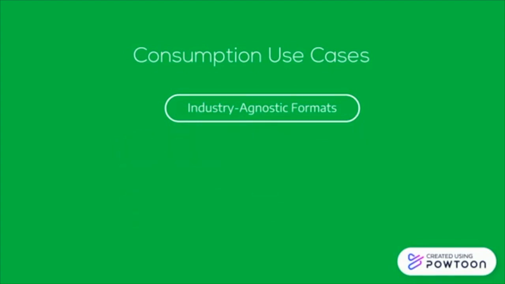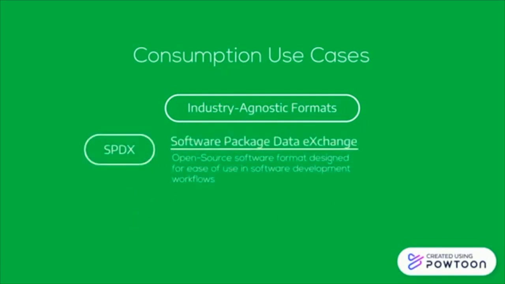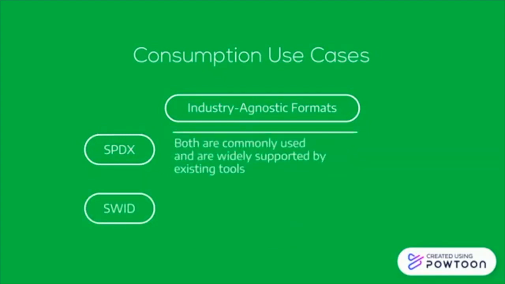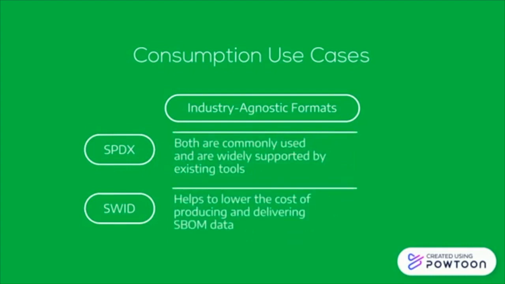Two existing formats were found to be scalable across industries and use cases: Software Package Data Exchange (SPDX) and Software Identification Tags (SWID). Both are commonly used and are widely supported by existing tools. This helps to lower the cost of producing and delivering software bill of materials data.